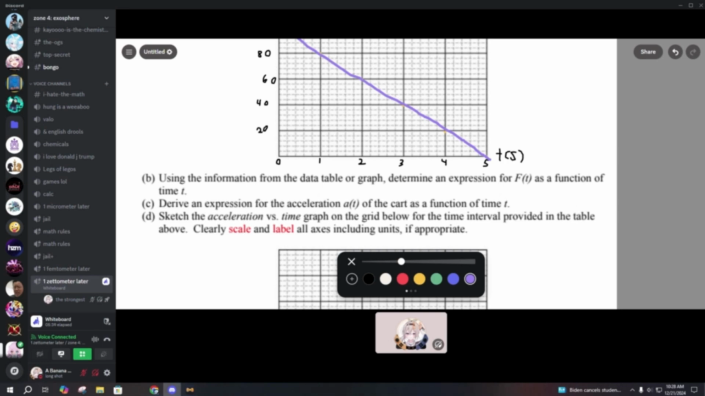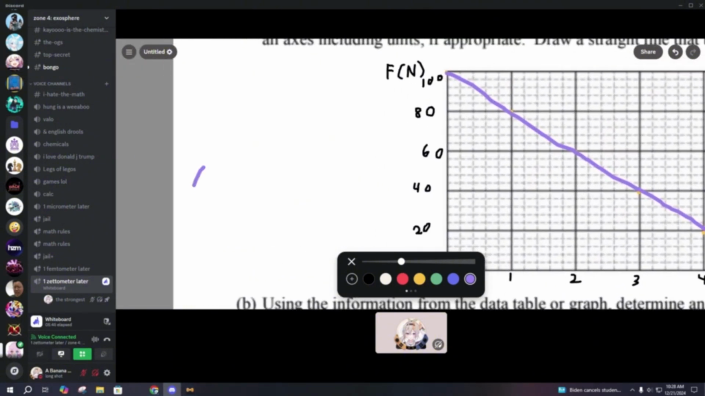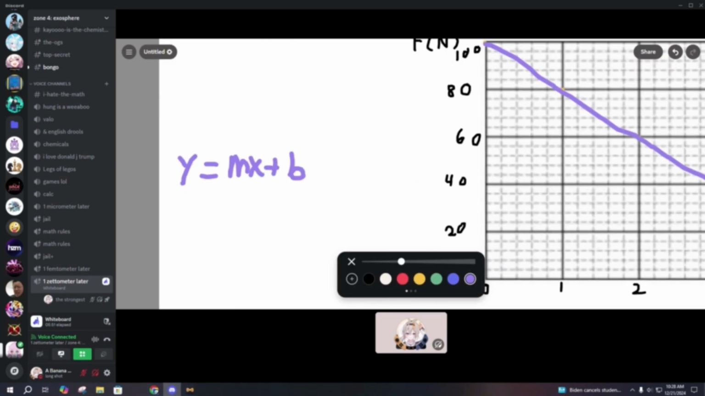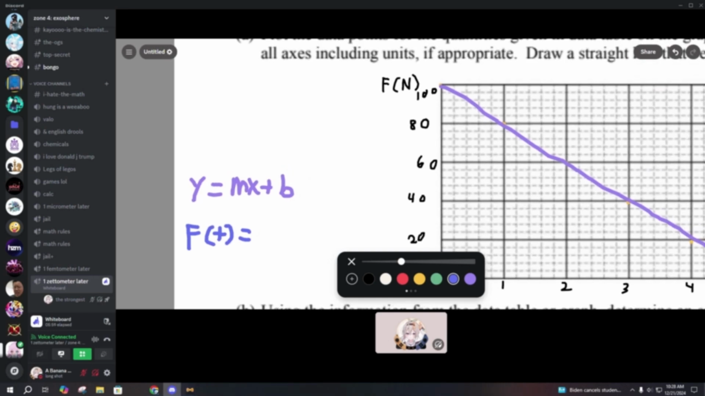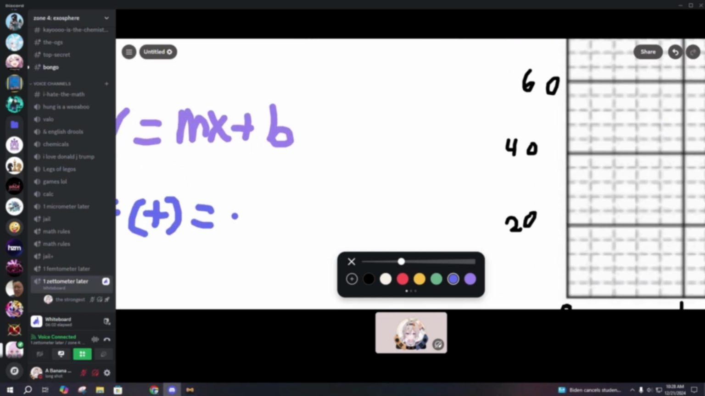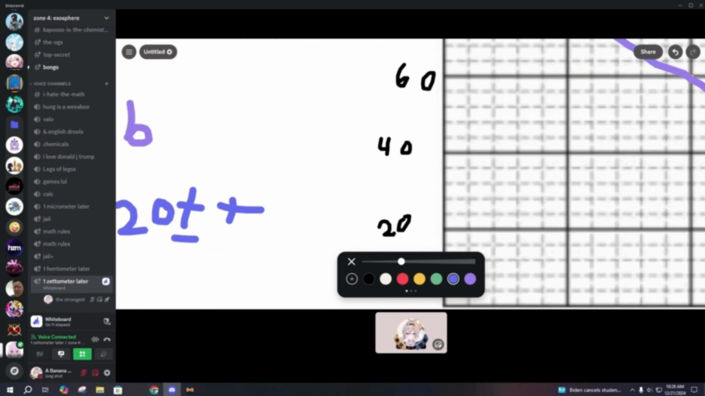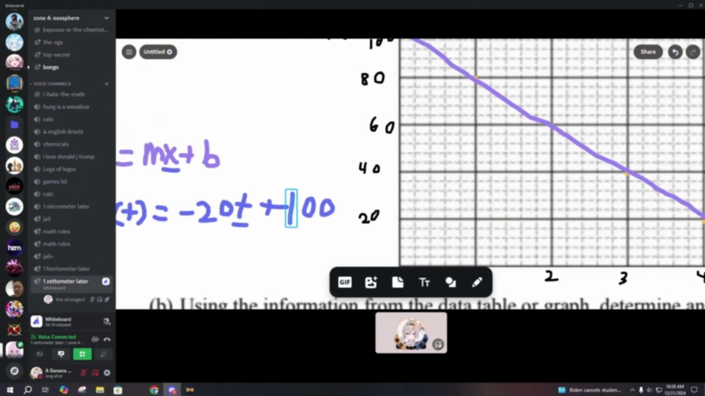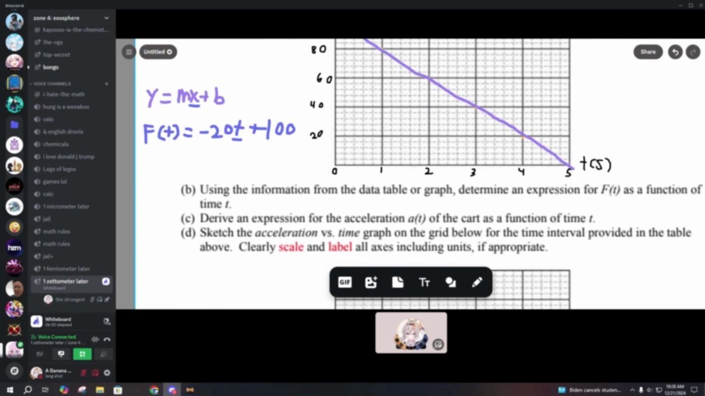Now, using the information from the graph, determine the expression for F of t as a function of time. Well, we can see right here, this looks really linear. So we can use y equals mx plus b, a linear function, where y is now force, as a function of time, is equal to whatever the slope is. So rise over run, down 20 over 1. So negative 20t, because that's the new variable. And then plus wherever the y-intercept is, which would be 100. So this linear function can be used for part B.